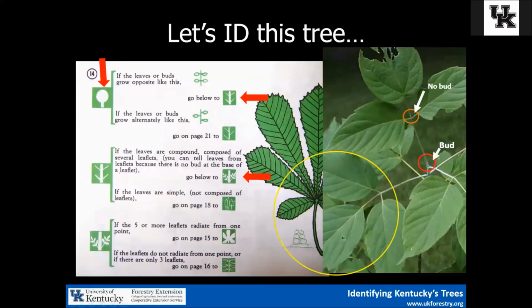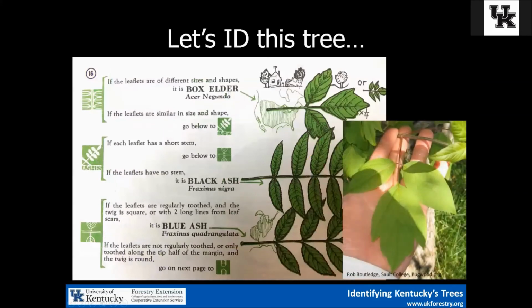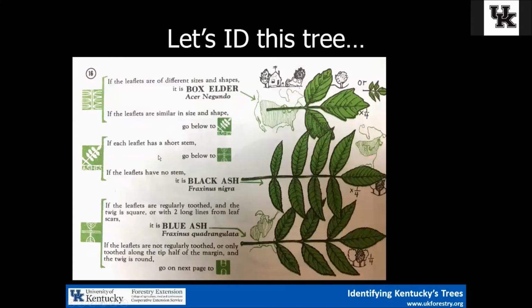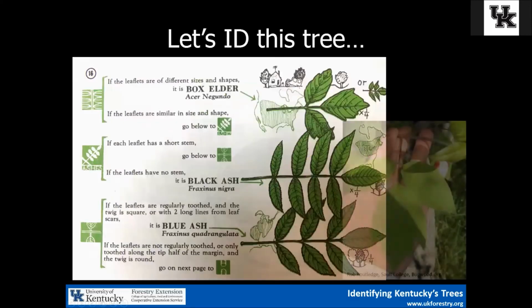If the leaflets do not radiate from one point, or if there are only 3 leaflets, well, let's count those again. 1, 2, 3, 1, 2, 3. We can't quite see all of it over here. We've got 3 leaflets, so we're going to need to go to page 16. So we go over here to page 16, got our sample there in hand, and we go to that top bracket. That was the one, and we'll just double check. Yes, we're going to that top bracket.